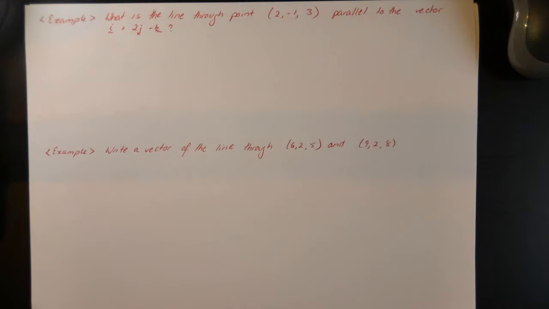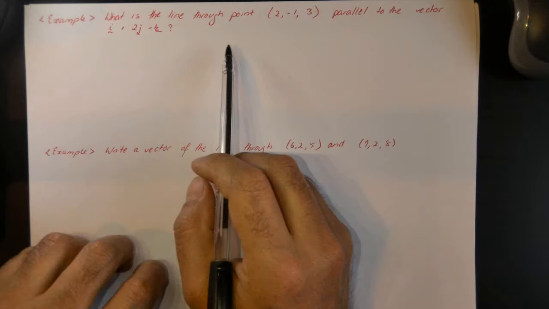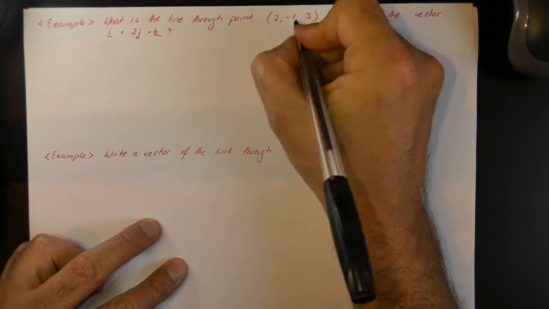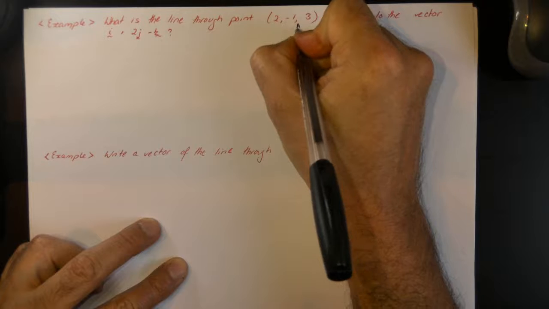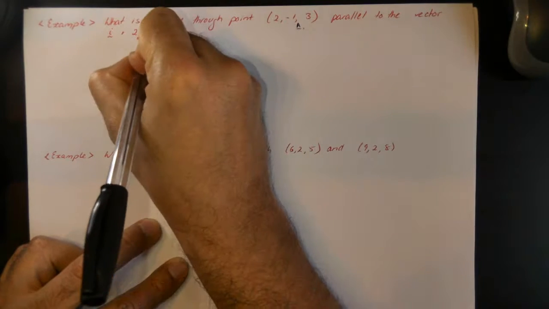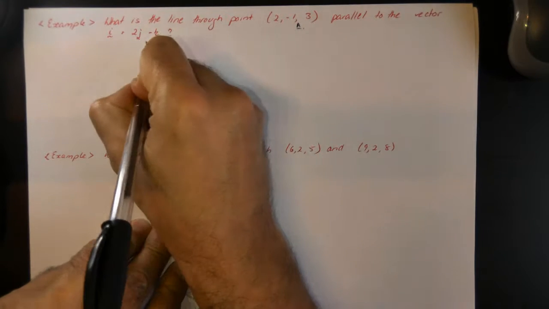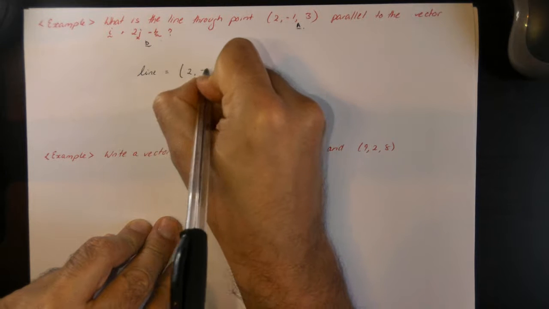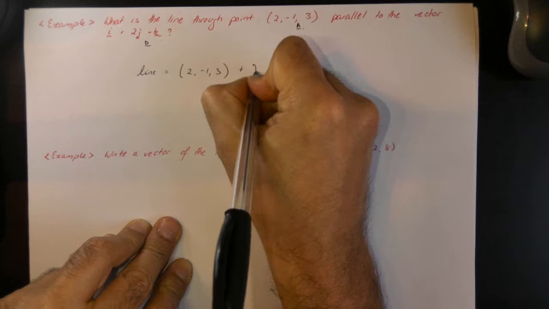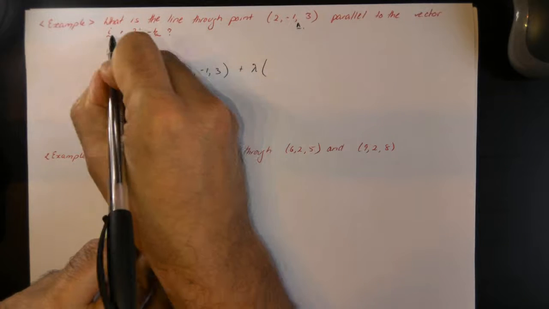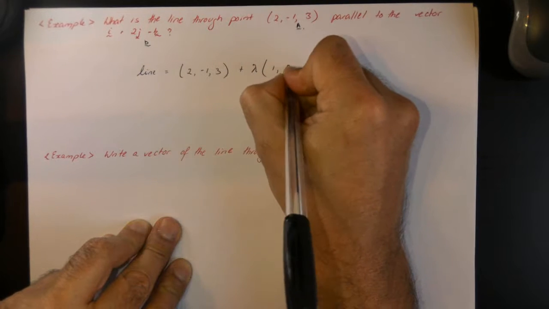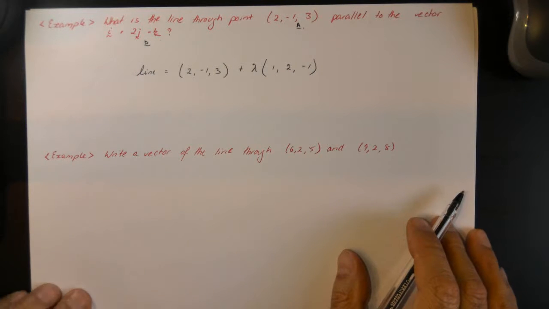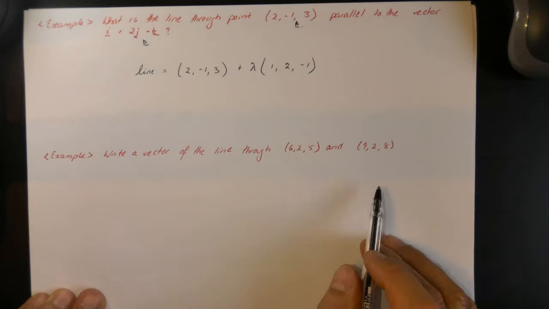All right. So what is the line through the point, and it's going to be parallel to this vector? Well, let's say that's your vector A, and you want to be parallel to this vector B. Well, the line is going to be the point plus some lambda version of B, which is 1, 2, and minus 1. And that's your answer.